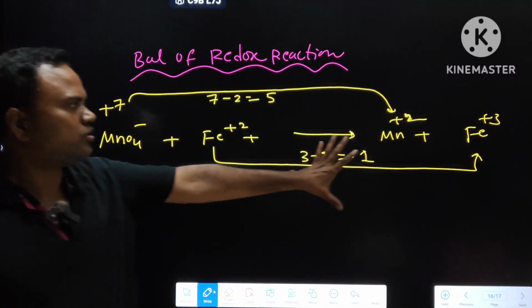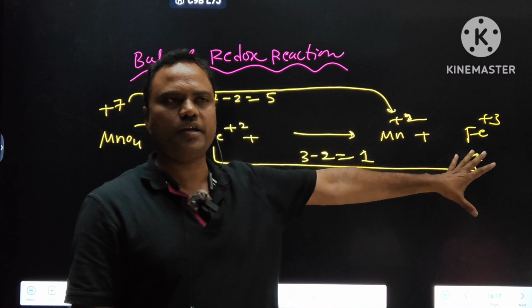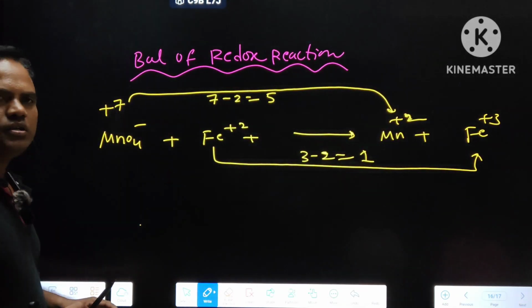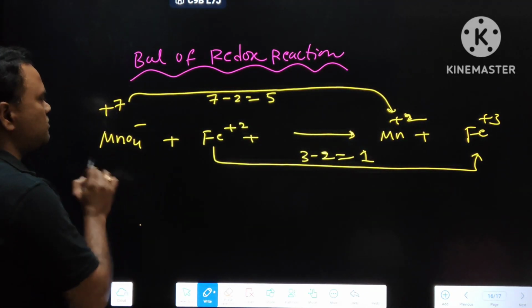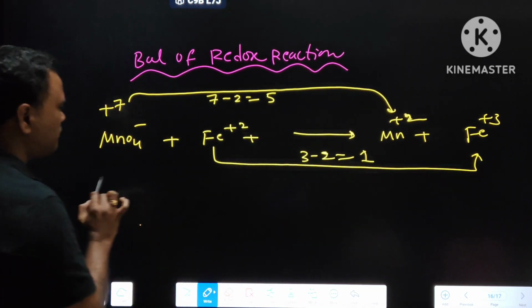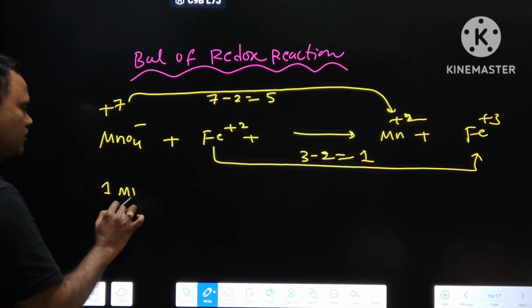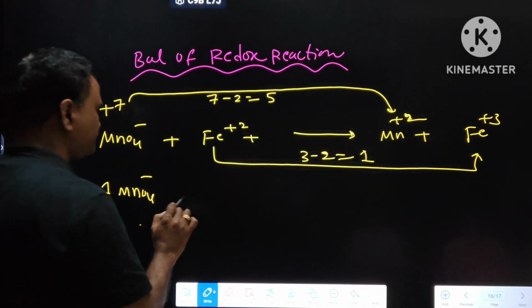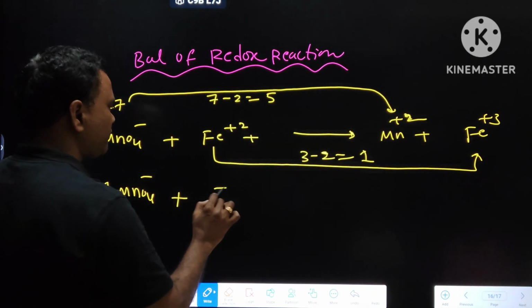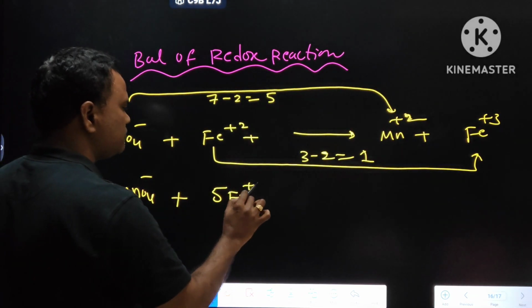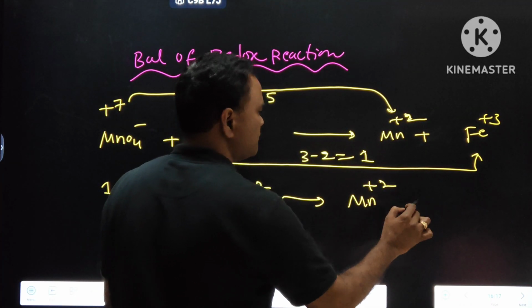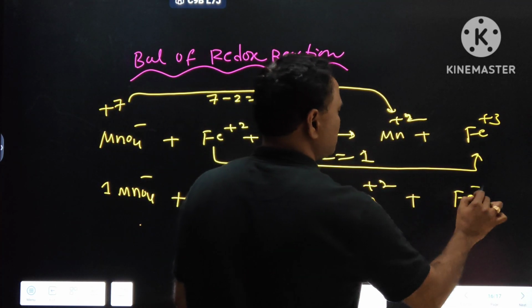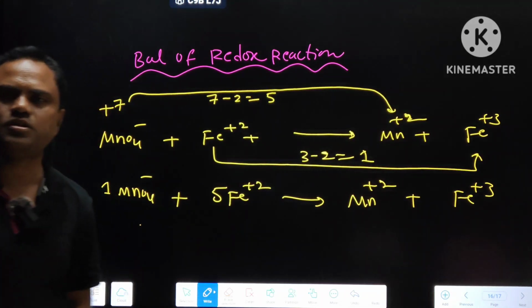Okay, and don't multiply on the products side. Multiply on the left hand side, reactants side only. Manganese, this should be multiplied by 1. So 1 MnO4 minus, 5 Fe plus 2 gives rise to, right here as it is, Mn plus 2, give some space, Fe plus 3. This is step 1.